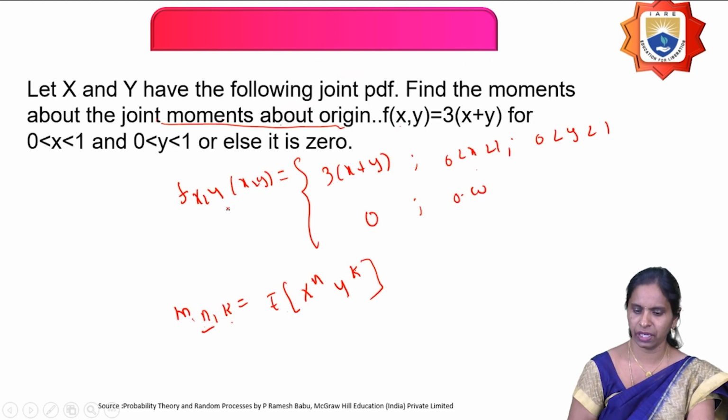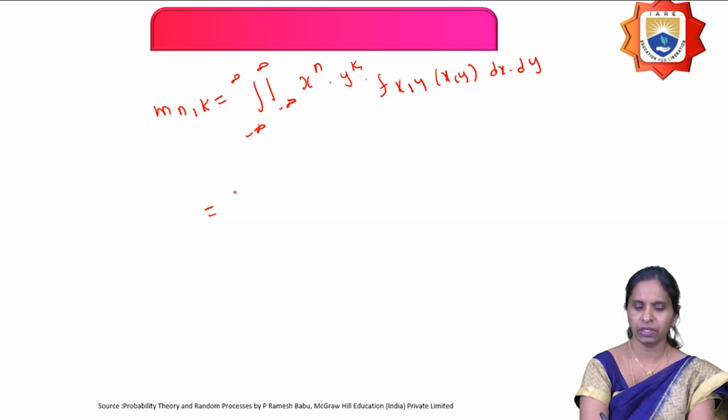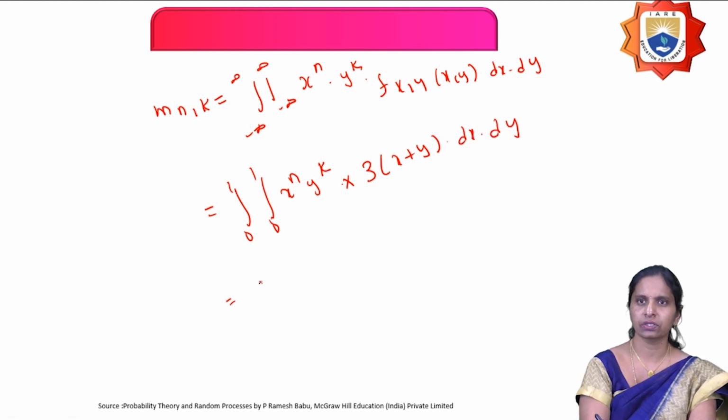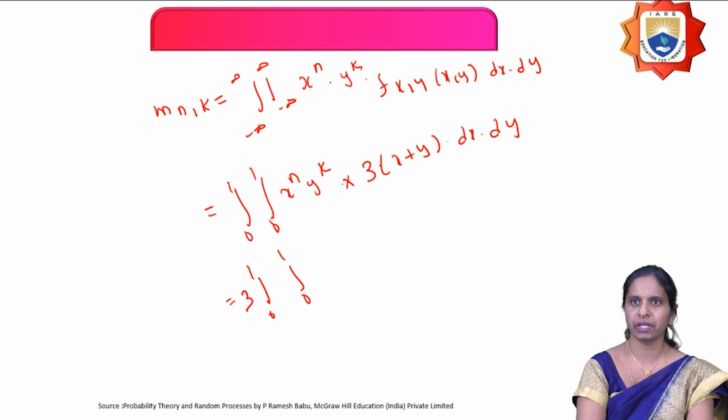Now what are my limits? They have given that when x is 0 to 1 and y is 0 to 1, the joint density function is equal to 3 into (x plus y). Therefore the limits are now 0 to 1. So the integral is 3 into (x plus y) dx dy. Here 3 is a constant, bring it outside. So x power n into x is x power n plus 1, next y power k into y.